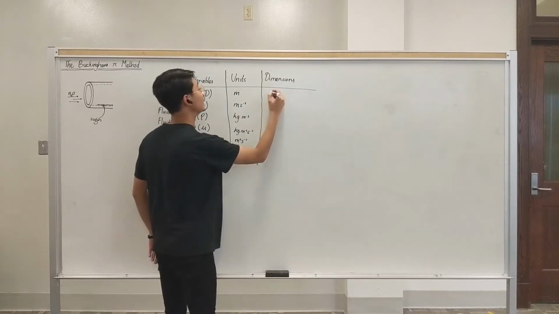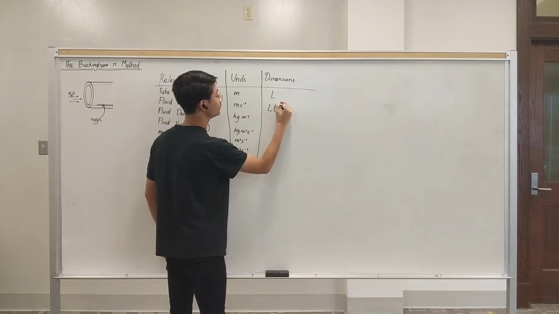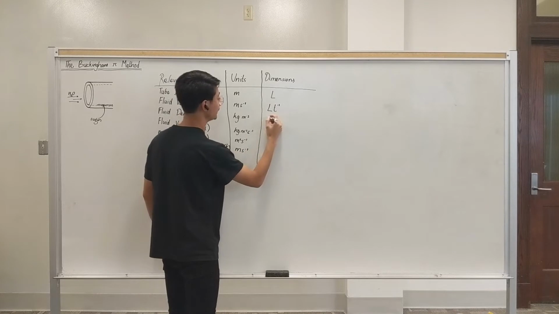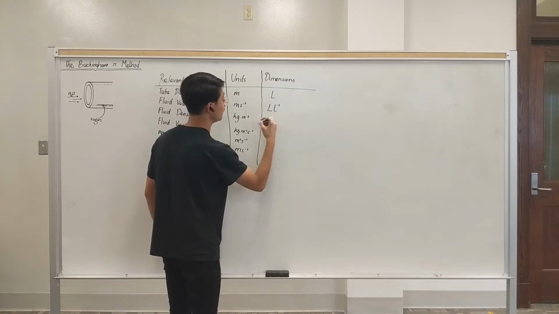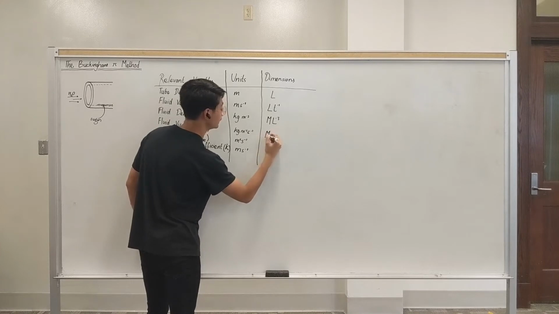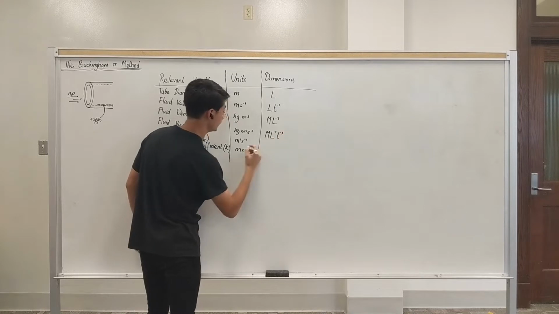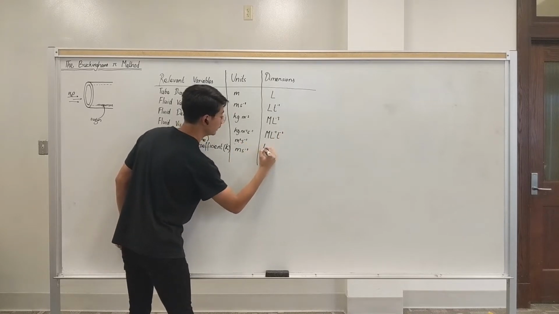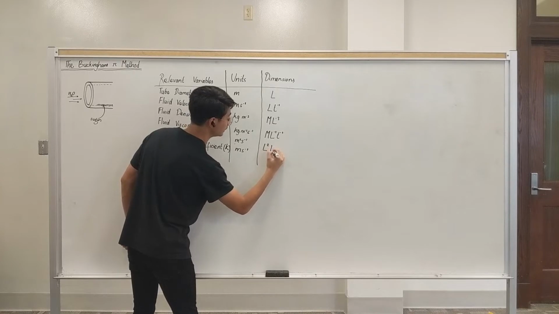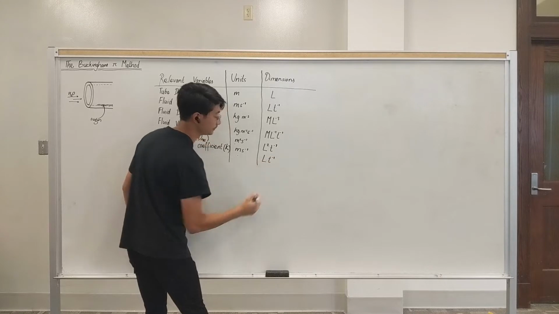Meters is simply length. Meters per second is length per unit time. Kilograms per meters cubed, that's going to be mass per unit length cubed. Kilograms per meter per second is mass per length per unit time. And then this one's going to be length squared per unit time. And then this one is finally going to be length per unit time.